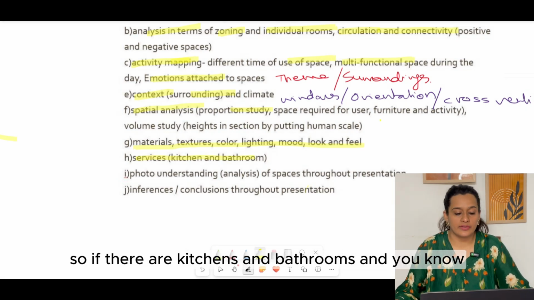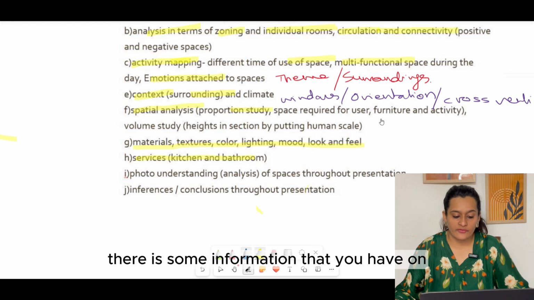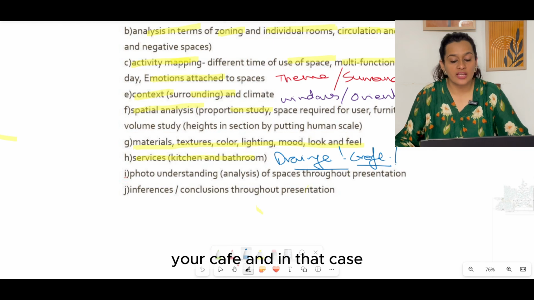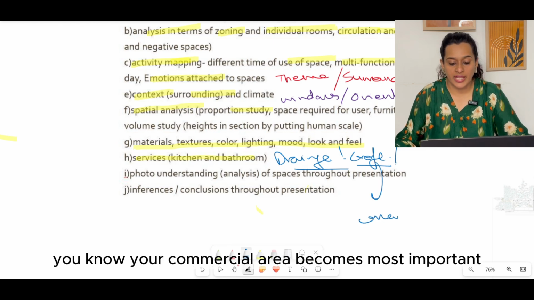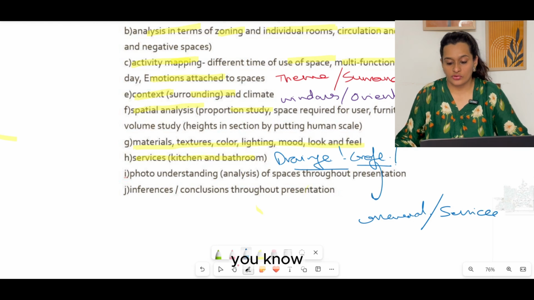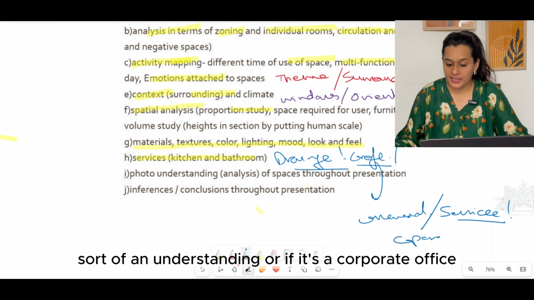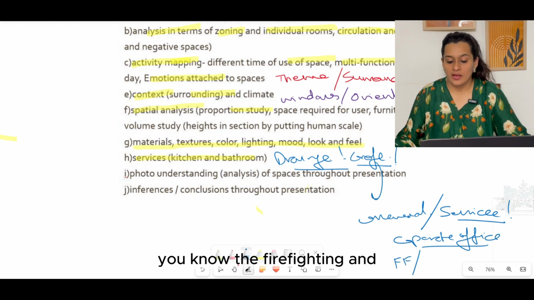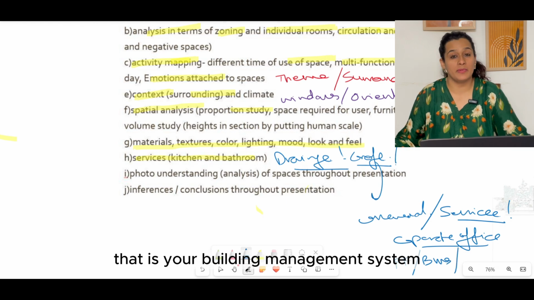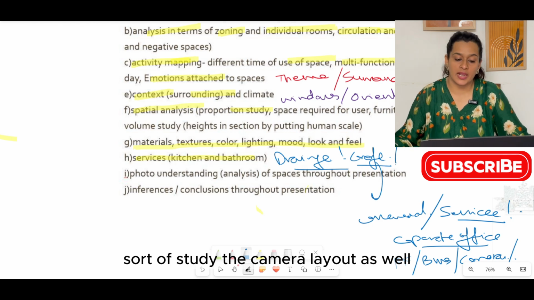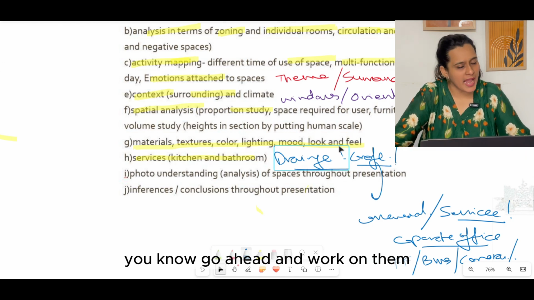So if there are kitchens and bathrooms, and there is some information that you have on drainage of that area, so in that case your drainage, your cafe, and in that case your commercial area becomes most important. So if a case study demands that you do a services sort of an understanding, or if it's a corporate office, it's very important to study the firefighting and the BMS of that space, that is your building management system. It's very important to sort of study the camera layout as well. So this is something which you can go ahead and work on.